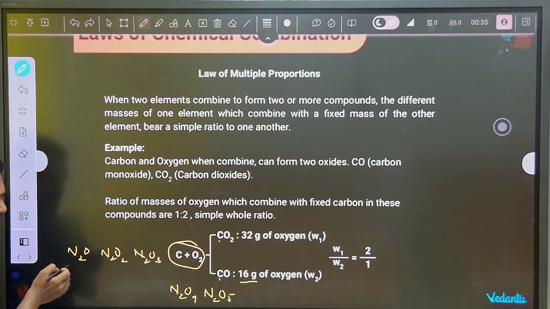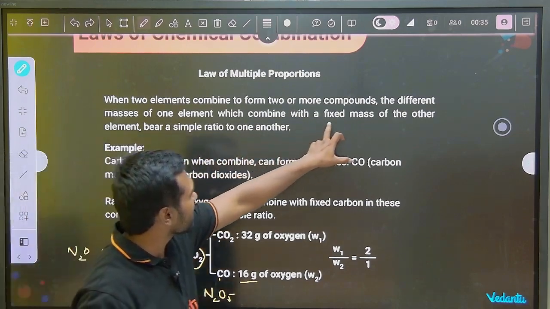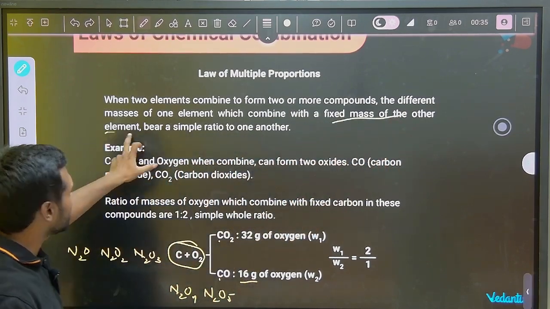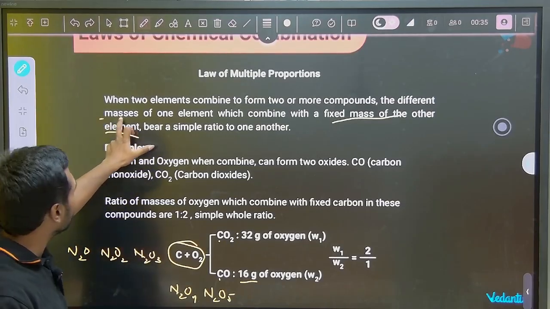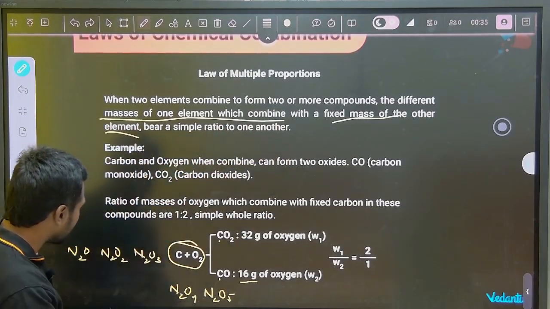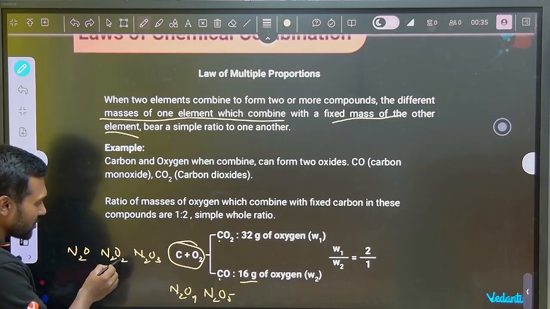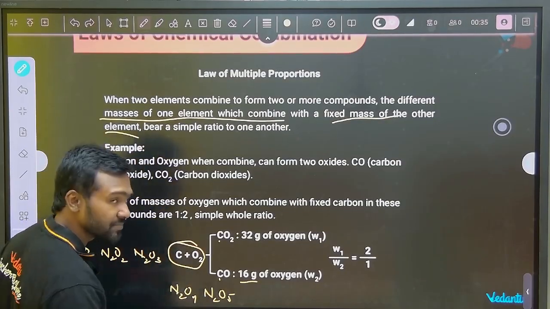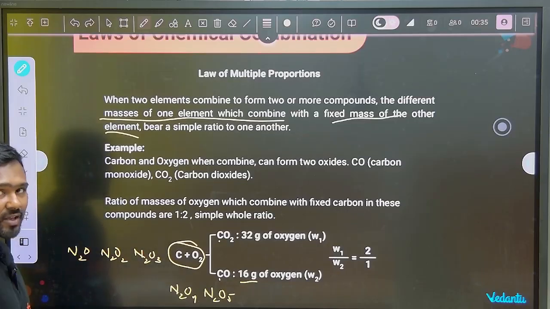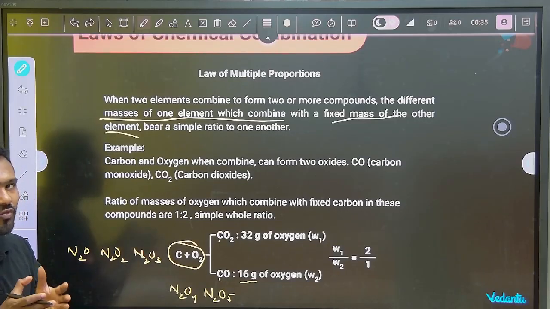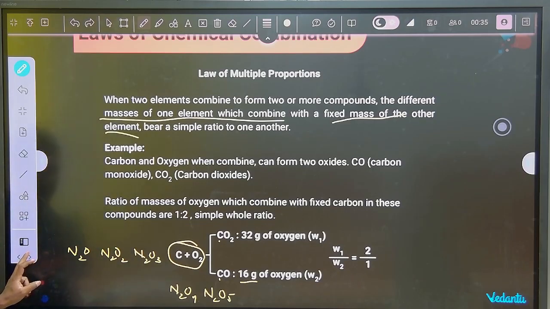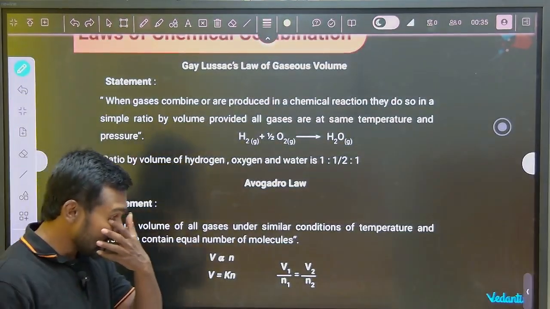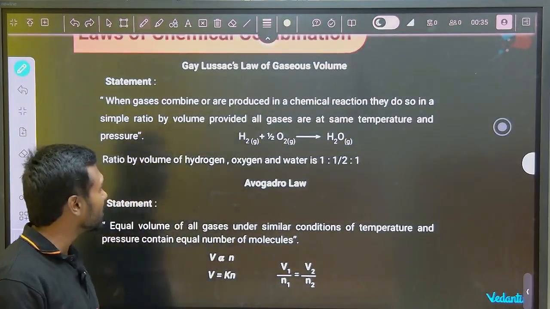So the mass of one element is fixed. Next we take the oxygen mass combined with it. The mass of oxygen is 16, 32, 48, 64 and 80. If you take the ratio of the oxygen here, you will get 1:2, 2:3, 4:5, a simple ratio. So that is the law of multiple proportions. This is there in Dalton's postulates, within the postulates.